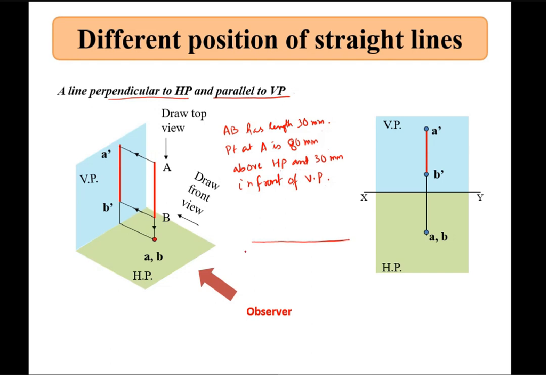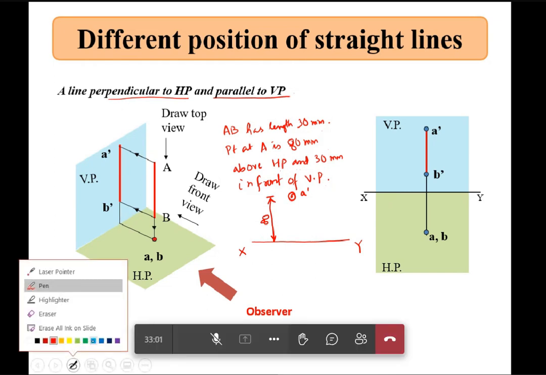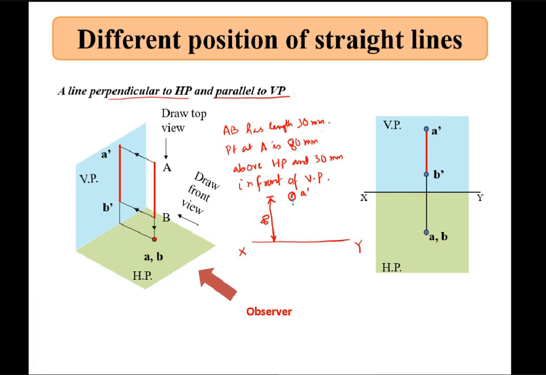This is my XY line. I locate point A. A is 80 mm above HP, so the front view of A will be A dash, and it will lie 80 mm above the HP. Correct? It is also given to me that A is 30 mm in front of VP. So I draw the projector, this is my projector. I draw this straight line because A dash and A will lie on the same straight line.